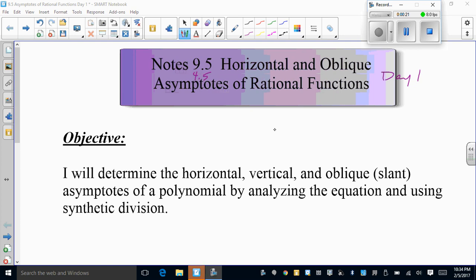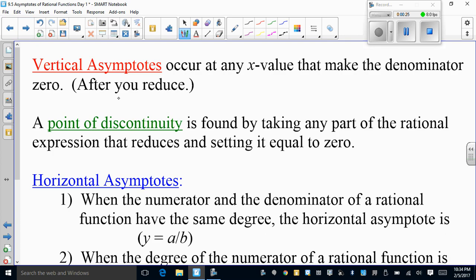Okay, a couple of terms. A vertical asymptote occurs at any x value that makes the denominator 0. This is after you reduce, so you have to factor top and bottom and reduce if you can, and then whatever's left over is going to give you a vertical asymptote. A vertical asymptote is an imaginary vertical line.